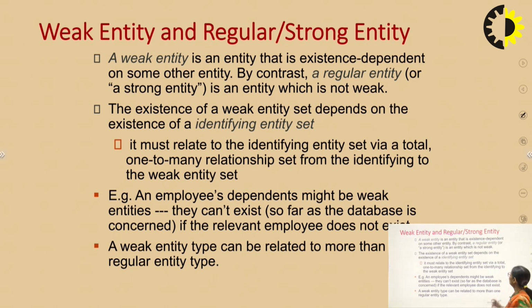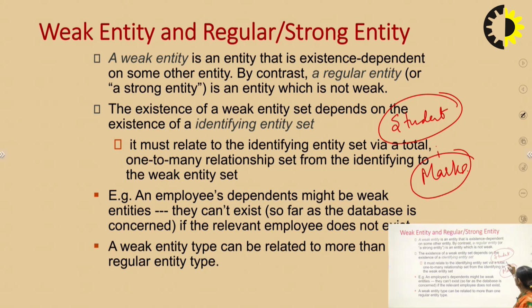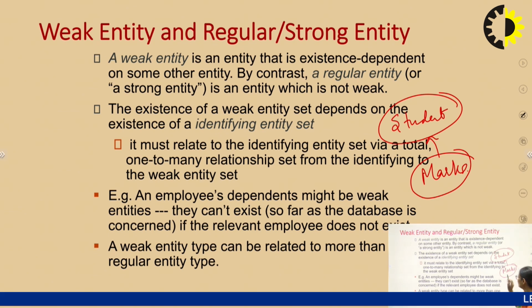For example, we have two entities. One is a student and another one is marks. In this case, student is a strong entity, whereas marks depends upon the entity student for its existence. So this becomes your strong entity. Sorry, this needs to be shown with the help of a rectangle.